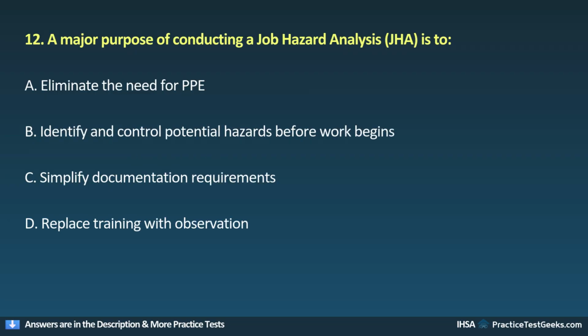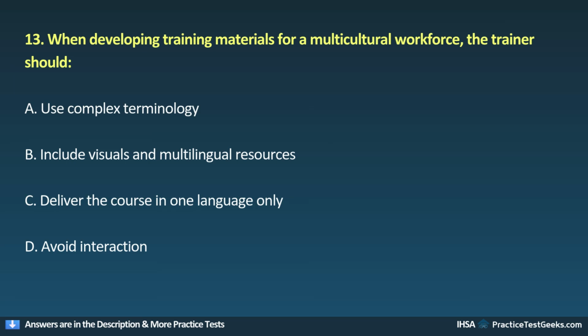12. A major purpose of conducting a job hazard analysis, JHA, is to A. Eliminate the need for PPE. B. Identify and control potential hazards before work begins. C. Simplify documentation requirements. D. Replace training with observation.